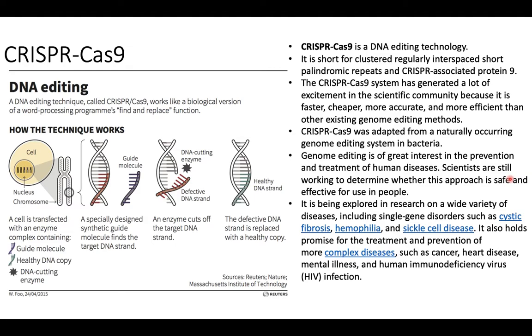So scientists think they can treat diseases like cystic fibrosis, hemophilia, and sickle cell anemia because they are single gene disorders, right? What if we can just find that gene and cut it out and replace it with a good gene? So this would be a big deal, right? And it holds a lot of promise for treatment and prevention of more complex diseases like cancer, heart disease, mental illness, and HIV. So we'll see.